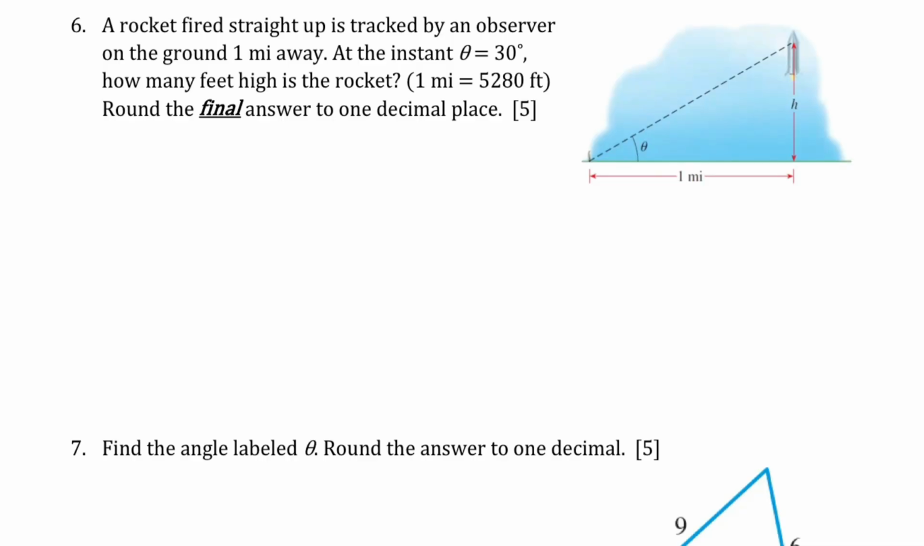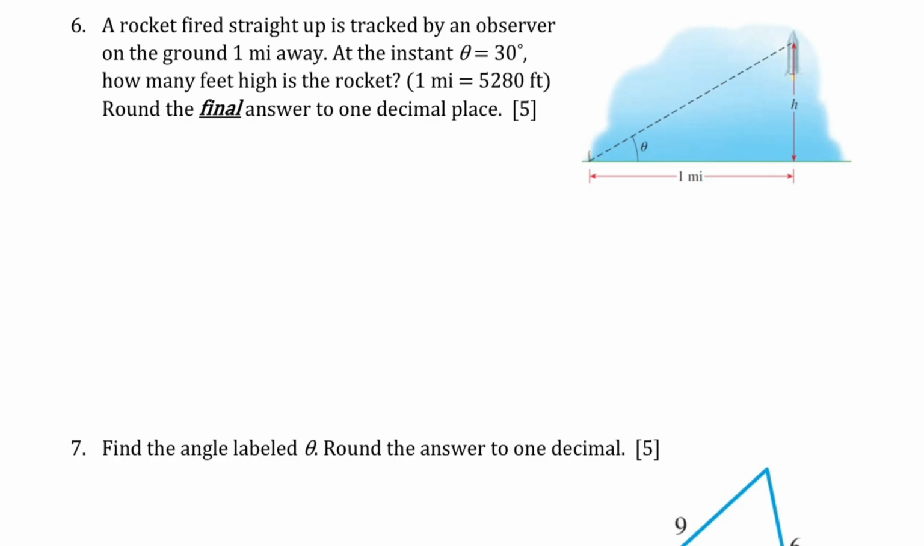All right. So here is the 6th one. And the 6th one says we're going to find how high this rocket is. It says the rocket is fired straight up. It's tracked by an observer over here on the ground a mile away. So this is 1 mile. At the instant, theta is 30 degrees. So when this is 30 degrees, how many feet off the ground is the rocket? And they're giving us that a mile is 5,280 feet. And then we're going to round our final answer to 1 decimal place.